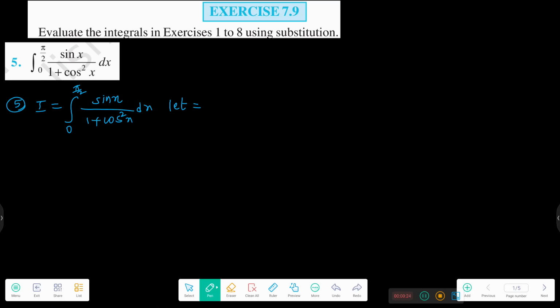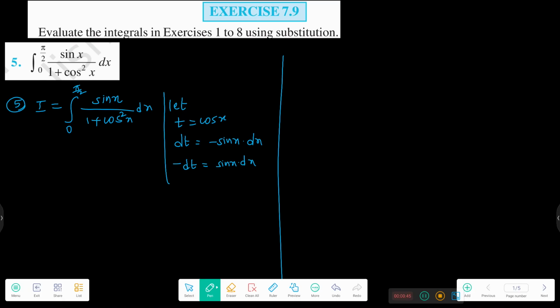Cos x, if you take as t, now what am I getting? When I differentiate, dt is equal to the derivative of cos, minus sin x, times the derivative of x, dx. When you bring it opposite, minus dt is equal to sin x into dx, which means the numerator sin x and dx we can write as minus dt. So the question became: minus dt.